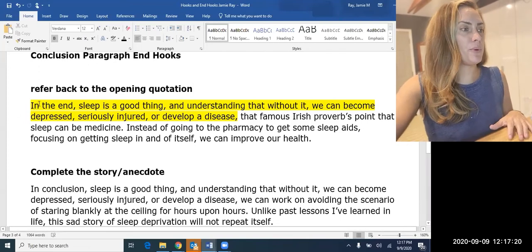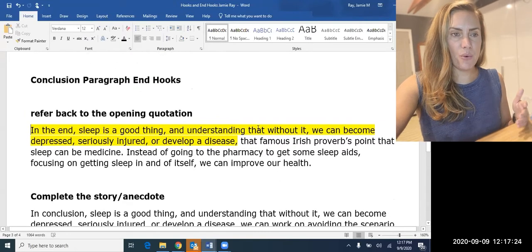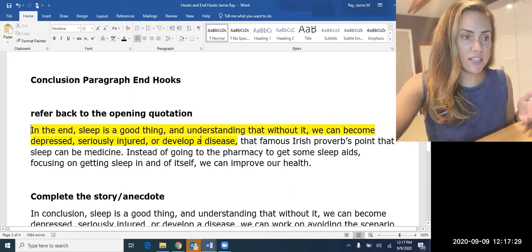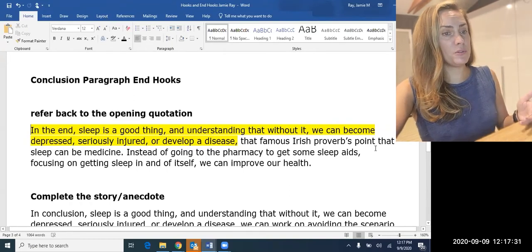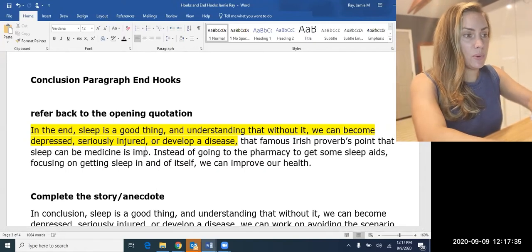So look at this example. In the end, sleep is a good thing. And understanding that without it, we can become depressed, seriously injured, or develop a disease, that famous Irish proverbs point out that sleep can be medicine is important.